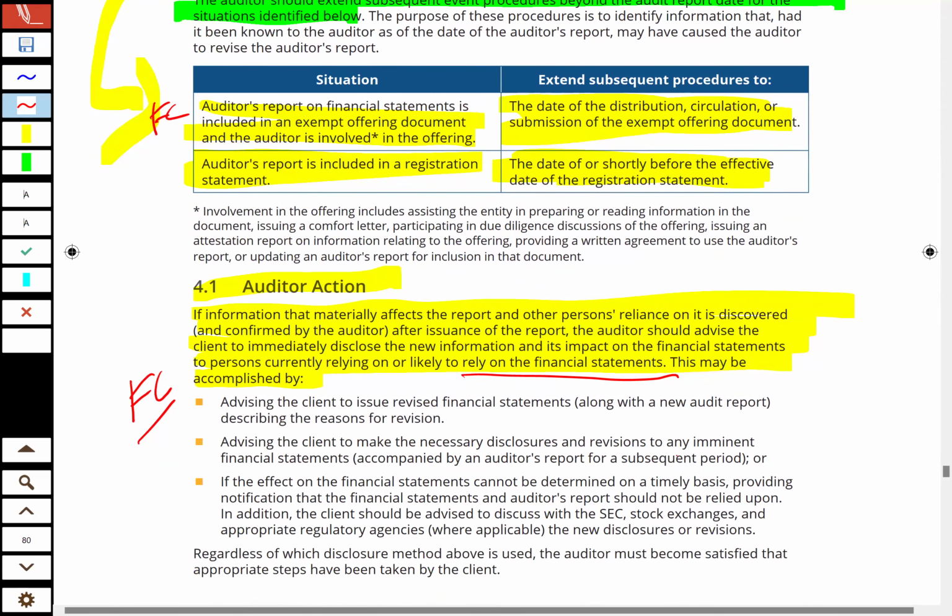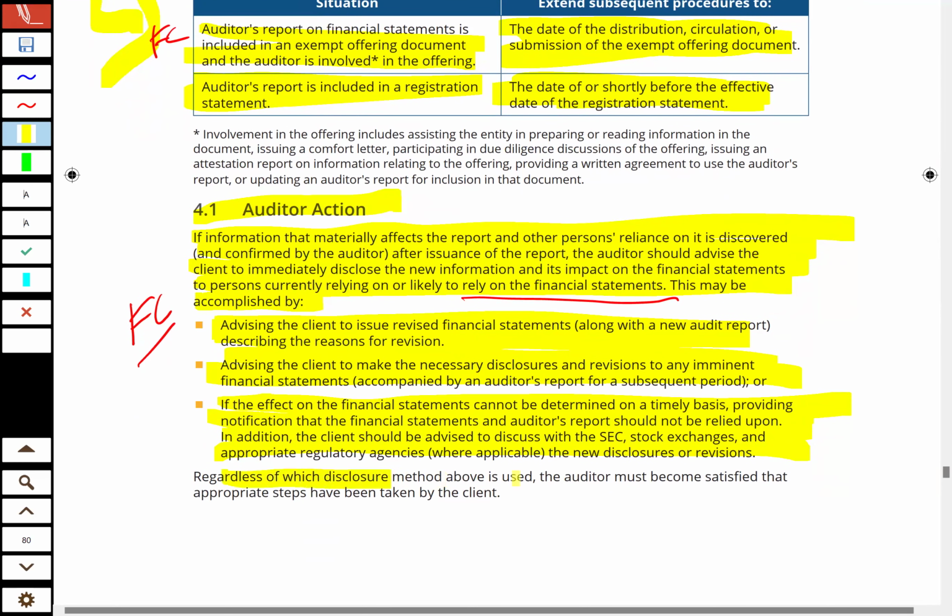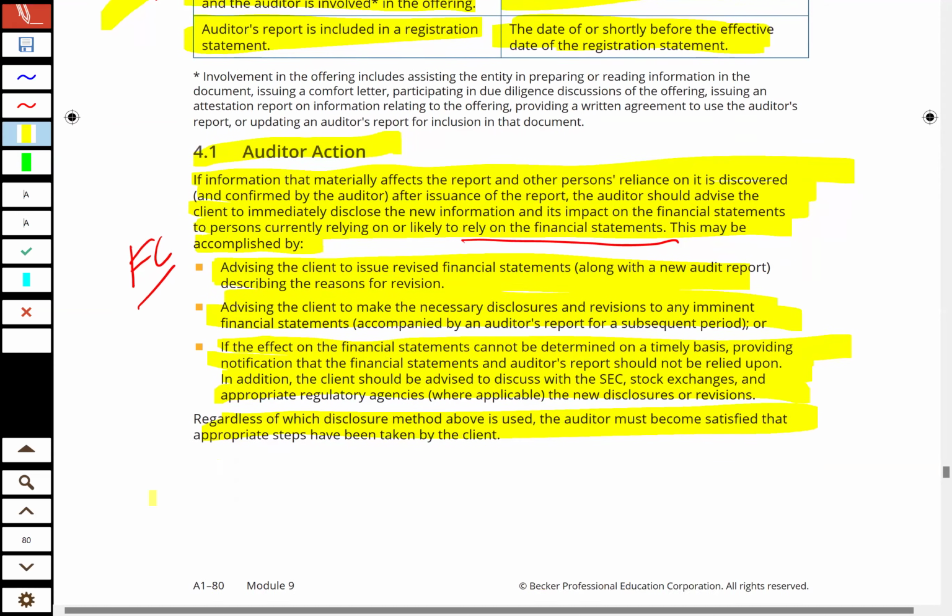Okay, so you should flashcard this: advise the client to issue revised financial statements, and advise the client to make the necessary disclosures if the statements haven't been issued yet. If the effect on the financial statements cannot be determined, then there should be a notification to those relying on the statements, and a notification to the stock exchanges, the SEC, etc. Somehow there has to be appropriate steps taken by the client to make sure people know we swung and missed. We missed something that should have been included, and it wasn't discovered until after the report date.